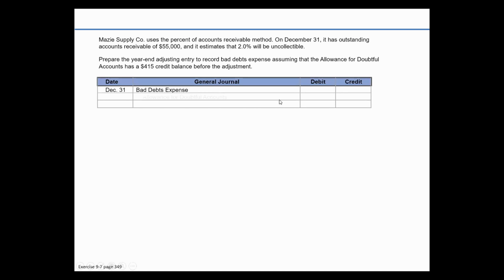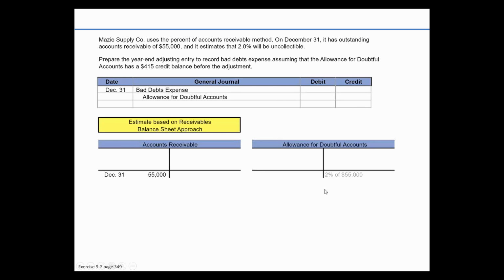And so we have bad debt expense, allowance for doubtful accounts. And so we want to figure out what 2% of 55,000 is, and that's $1,100. And then they already had in there 415, and so we're going to add to it 685, and so that would be a credit. So bad debt expense will debit $685, and then we'll credit the allowance for doubtful accounts, $685. That established the amount for the allowance for doubtful accounts.